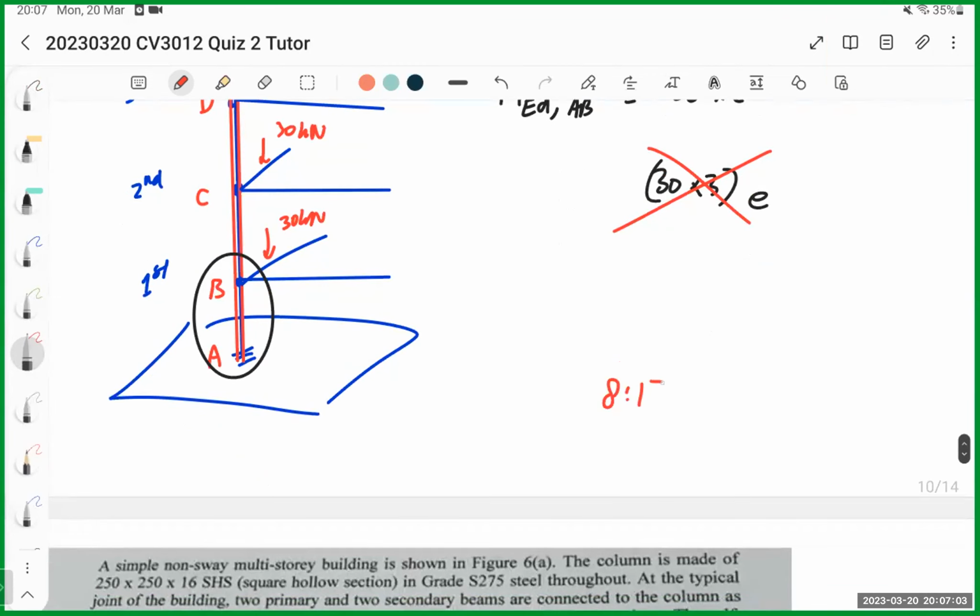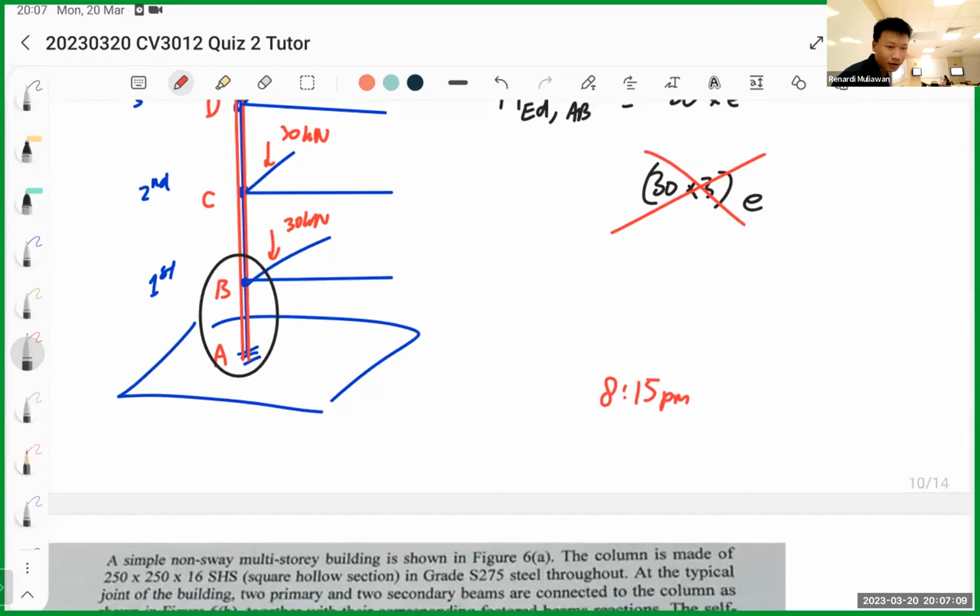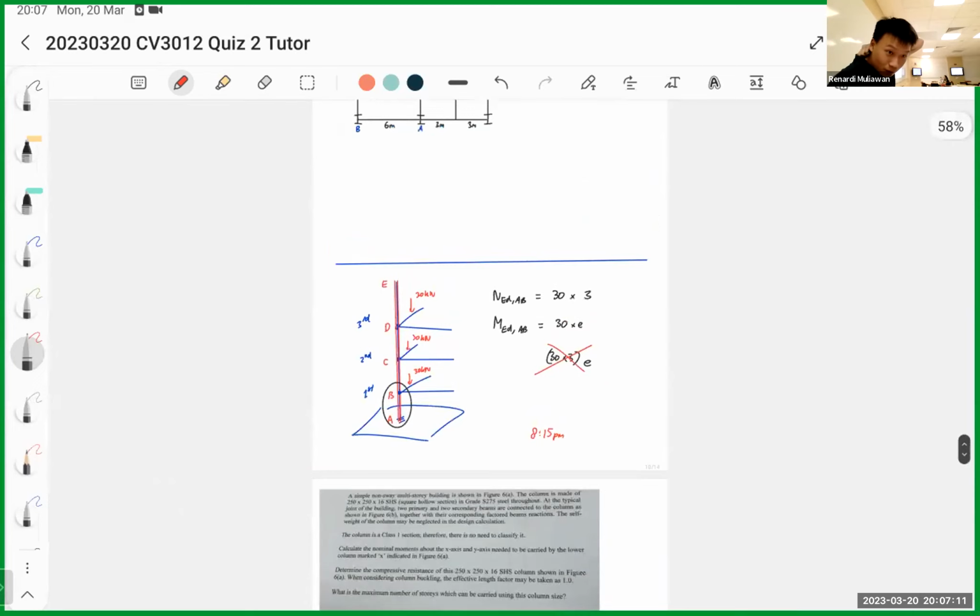Somebody is asking why MEDZ is 0 again. It's because the left and right values are symmetrical, so they cancel each other.